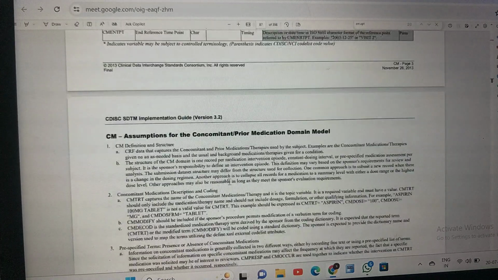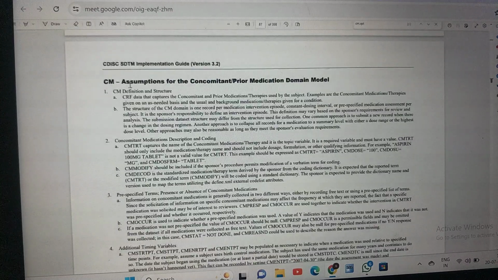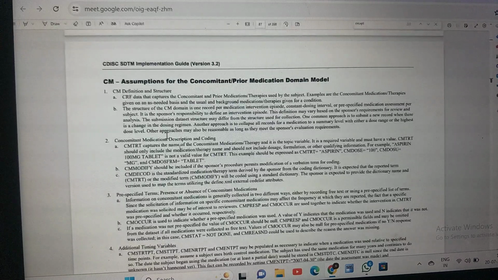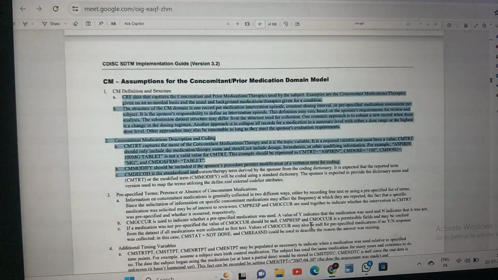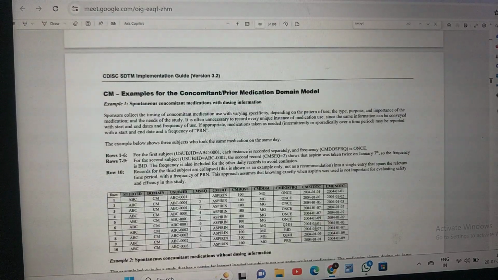Please, once again, go and read each and every domain's variable names, what kind of data is going to map to the particular variables, and at the end the assumptions for your particular domain. Once you read the variables, they give real-time examples of how the data is going to map. These assumptions are very, very important. Go and read them and come up with a question if you're not understanding.